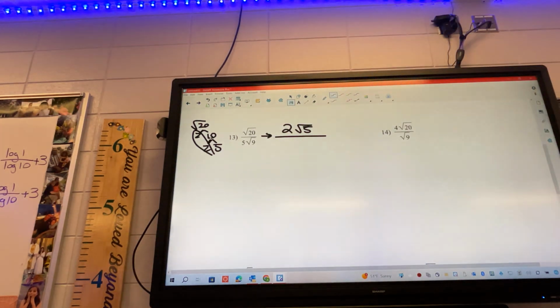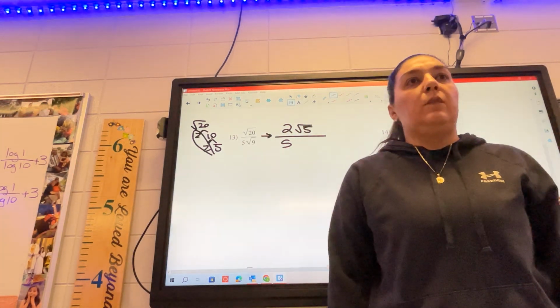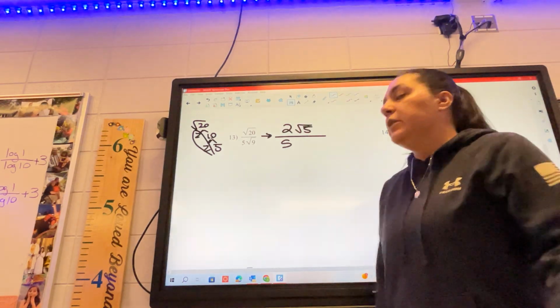On the bottom, we're going to have the 5, right? Are we all in agreement with the 5 on the bottom? Yes. Okay, what does the square root of 9 become? 3. With or without a house? Without.